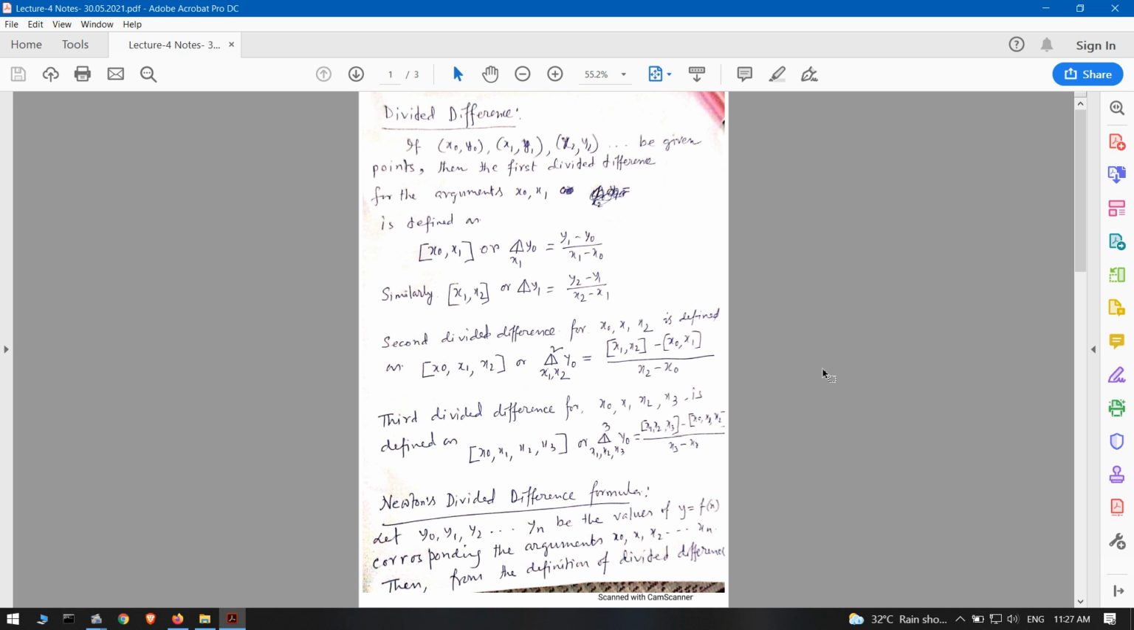So in this case also we have to complete the divided difference table. I think you can easily compute that divided difference table. Any confusion regarding this concept of divided difference?